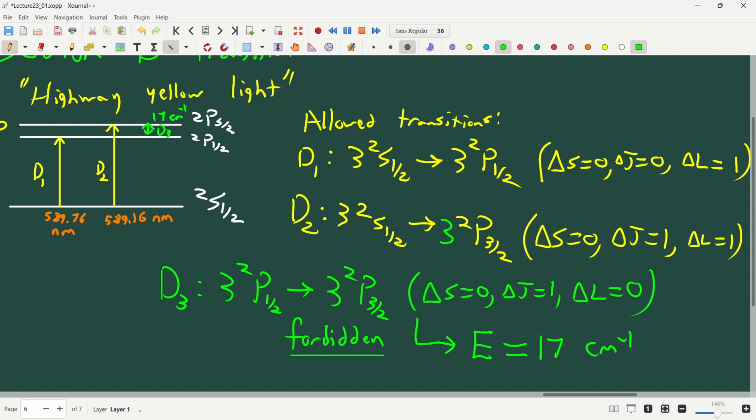So remember, the spacing between the p levels in the 2s, 2p state in hydrogen is 0.3 wave numbers. So we've gone up an additional n to n equals 3 in sodium, and we're looking at the same transition, and the spacing between the p states is 17 wave numbers. What is that? Over 60 times the size as it was in hydrogen. Right? So this scales very, very rapidly.